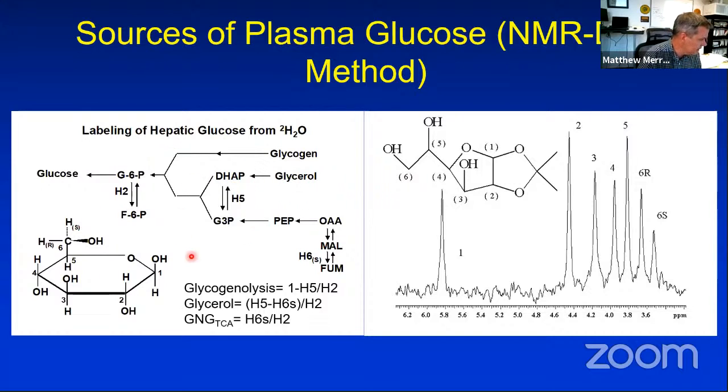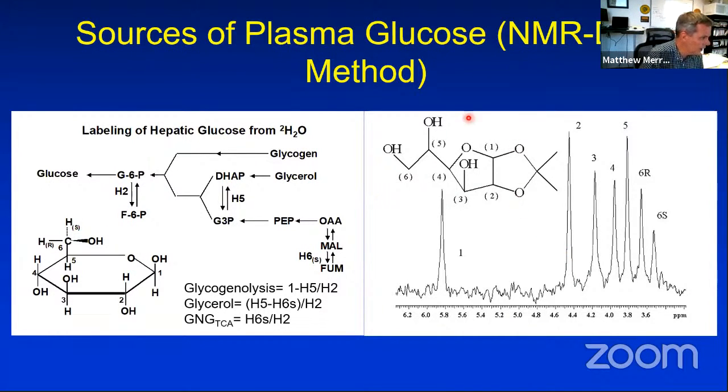So this is the same diagram. These are the equations that tell you about the glucose coming from glycogenolysis, glycerol, or from the level of the TCA cycle. But if we just make that monoacetone glucose derivative, this is the type of deuterium NMR spectrum that you can readily achieve.